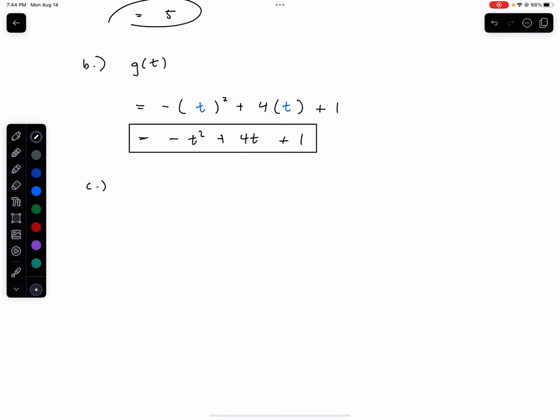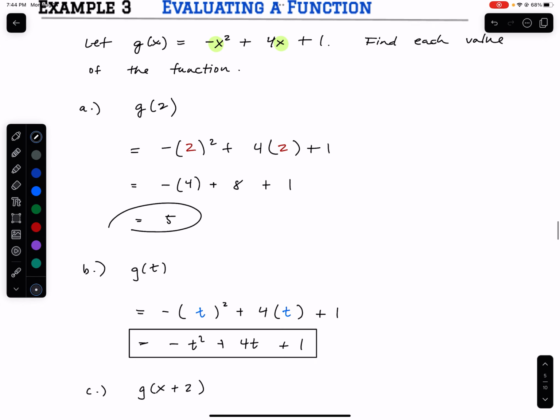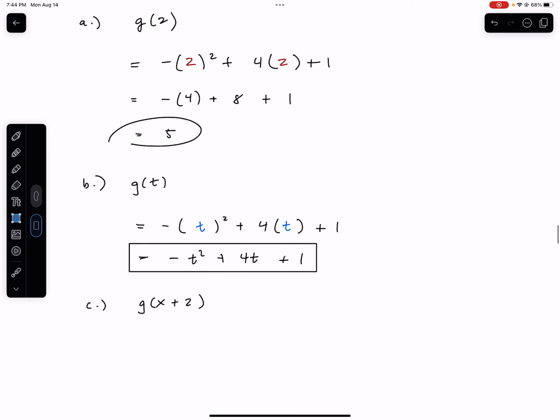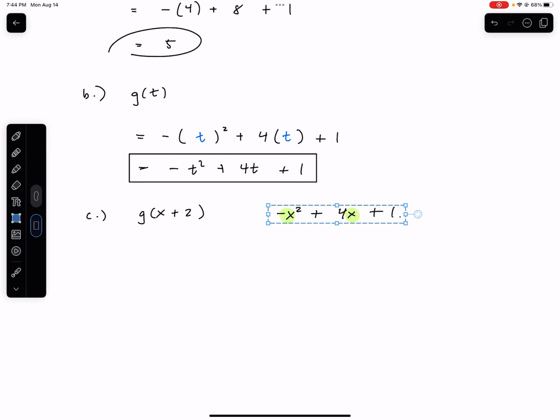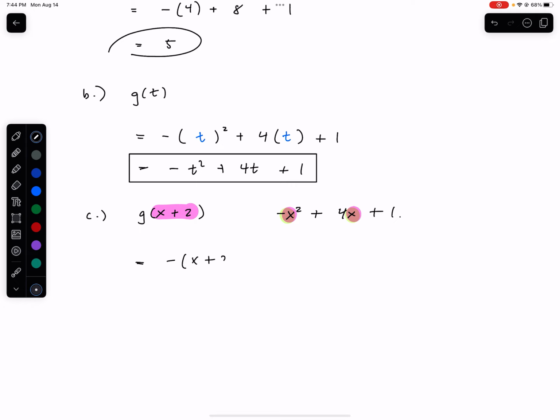C, g of x plus 2. Okay, so I'm going to copy this so we have it and bring it down. So this was our function. So wherever you see an x, remember you're going to change it to now x plus 2. So it's going to be negative parentheses x plus 2 squared plus 4 times x plus 2 plus 1.